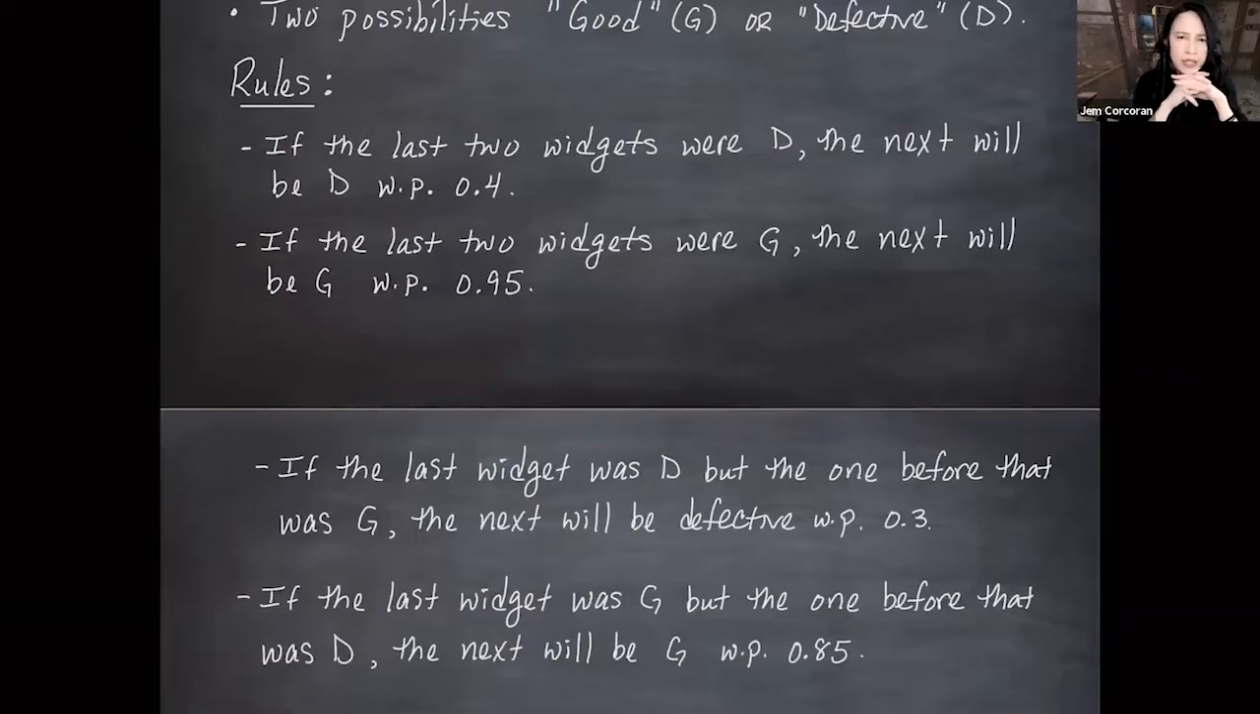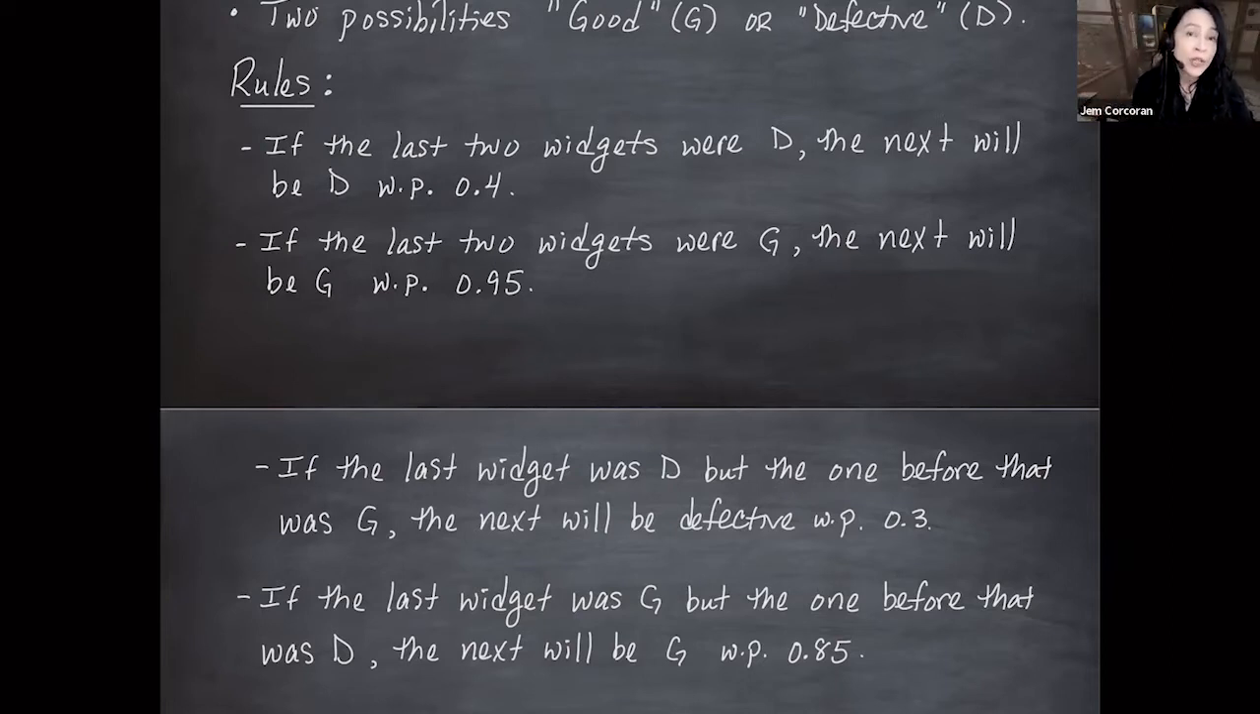And here are the rules. This example is in the notes, but I'm not sure if I use the same numbers. If the last two widgets were defective, the next will be defective with probability 0.4. If the last two widgets were good, the next will be good with probability 0.95. If the last one was defective, but the one before that was good, the next will be defective with probability 0.3. And if the last one was good, but the one before that was defective, the next will be good with probability 0.85.